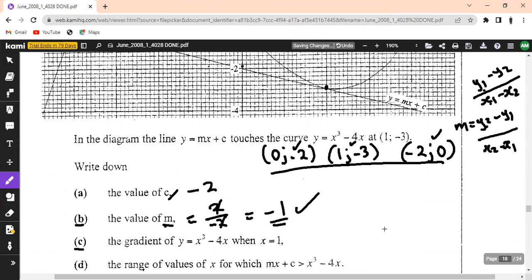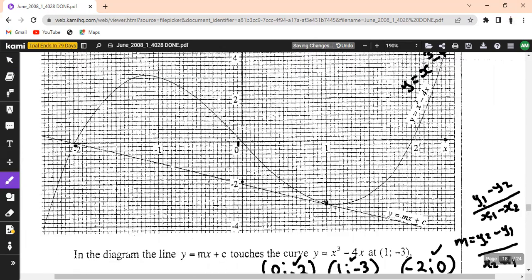Then on C, the gradient of y is equal to x cubed minus 4x at x is equal to 1. Okay, let's cross-check where x is equal to 1. This is where we have got our x is equal to 1. Okay, guys, remember this. I want you to cross-check from your cubic function or from your quadratic function. How do you find gradient on a curve? You know that when you are given a curve like this, you mark straight to the graph like this at this point. This is where the point lies.